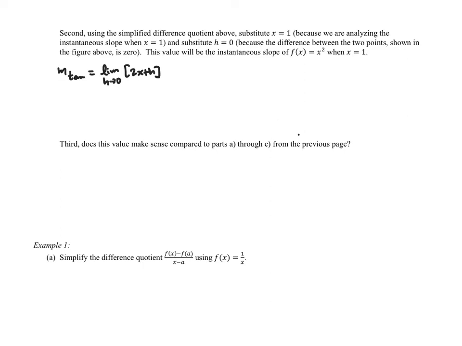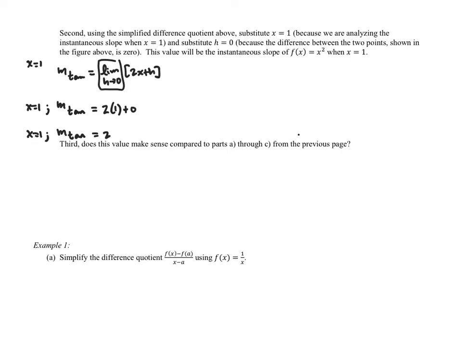So what we're going to do is substitute a 1 in for x, right? We wanted to know the slope of the tangent line when x equaled 1, and we're going to substitute a 0 in for h. So the slope of the tangent line at x equals 1 is going to equal, now with regards to limits, I'm going to plug a 0 in for h, and in doing so, this operator right here disappears. So I'm plugging in a 0 for h, I'm plugging in a 1 for x. So I get 2 times 1 plus 0. So the slope of the tangent line when x equals 1 is equal to 2.